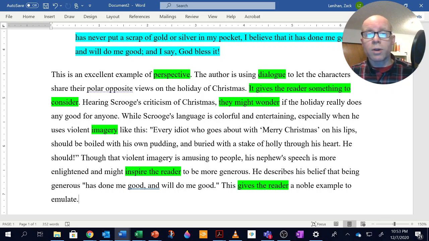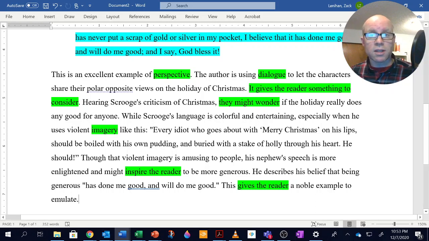So let me break down what I highlighted in green here. Perspective is one of the big 7 concepts. Dialogue and imagery are both techniques that the author uses. And then when I explain the effect on the reader, I use different phrases like it gives the reader something to consider, and they might wonder, or might inspire the reader, or this gives the reader. Those are all examples of ways that you can introduce an effect on the reader.